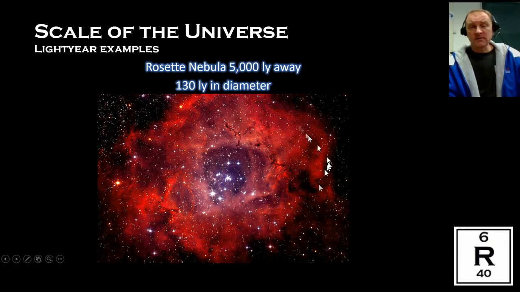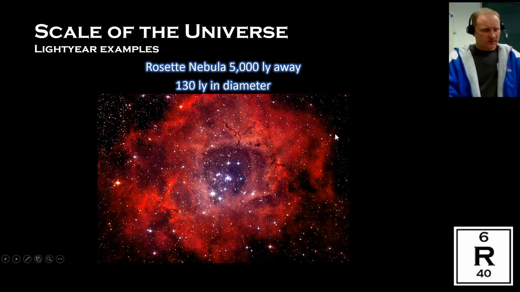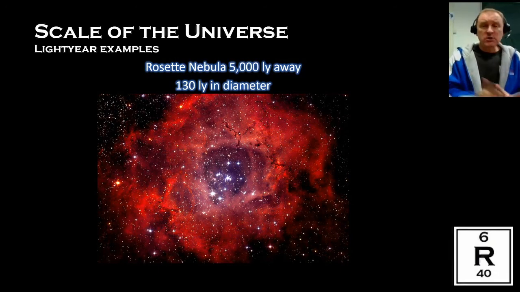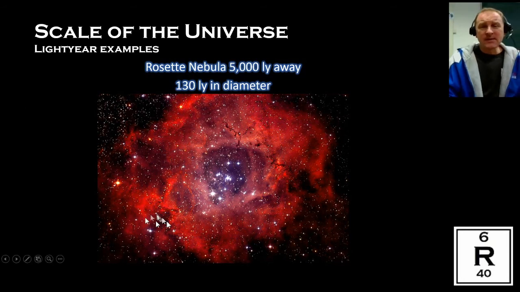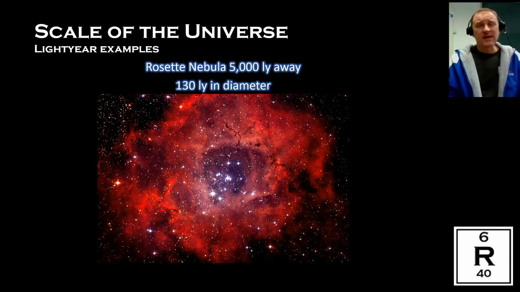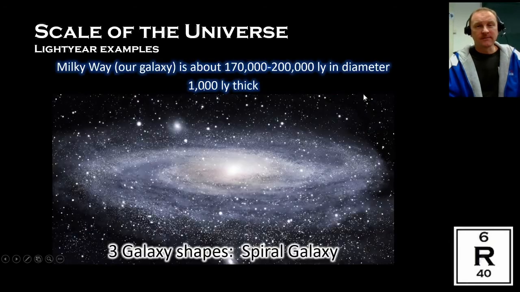Some other forms of measurements here. The Rosette Nebula is 5,000 light years away. And this nebula itself, to go from one end of the nebula to the other end, is 130 light years in diameter. That's crazy. Think about it, just to get to the closest star from Earth is 4 light years away. The size of this nebula itself is 130 light years in diameter. Things are getting enormous, guys.